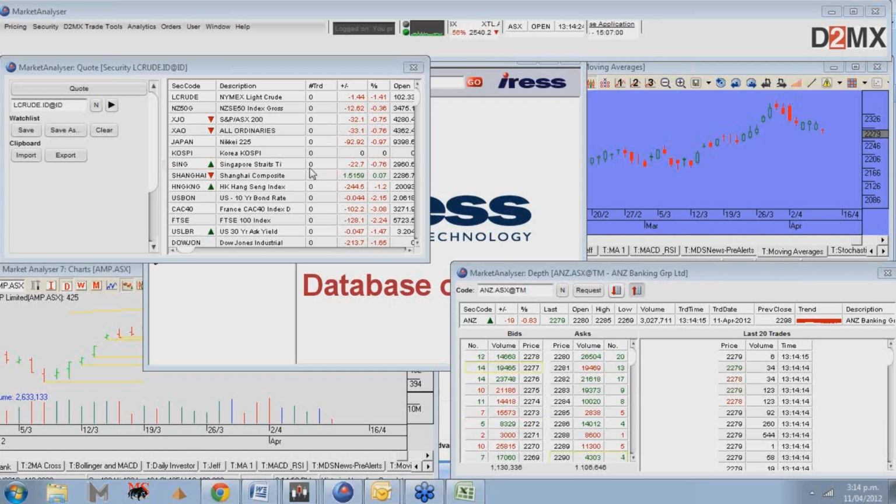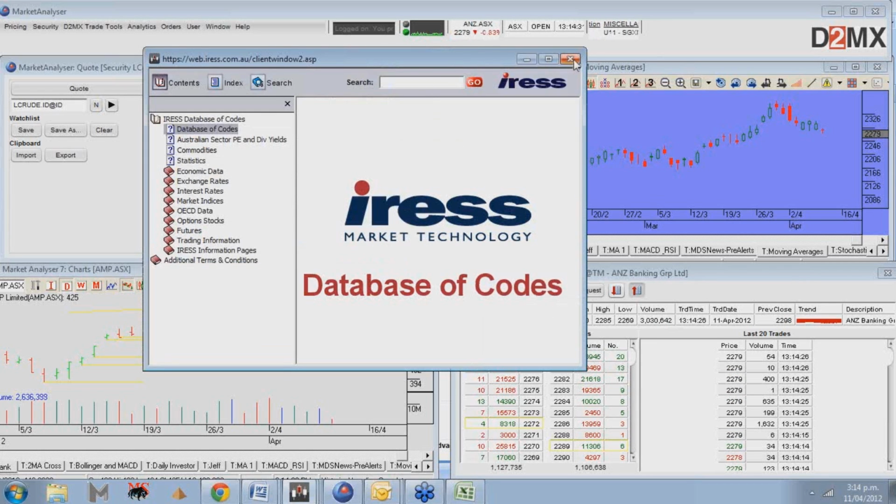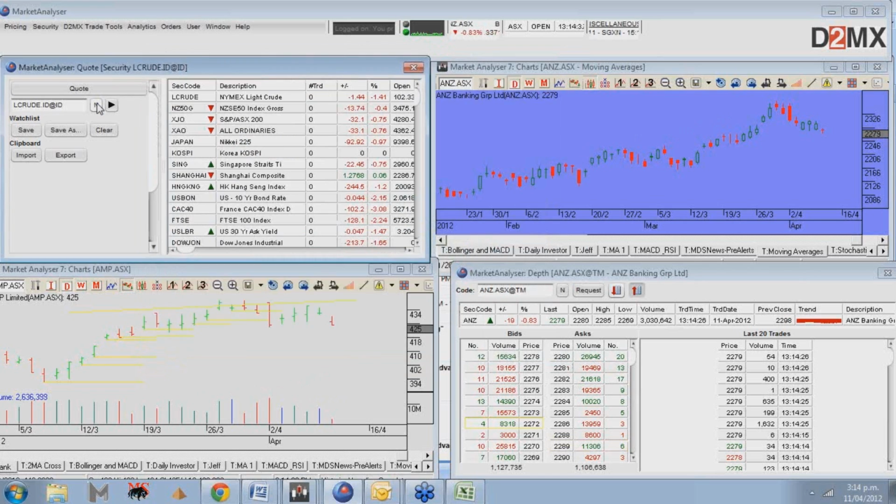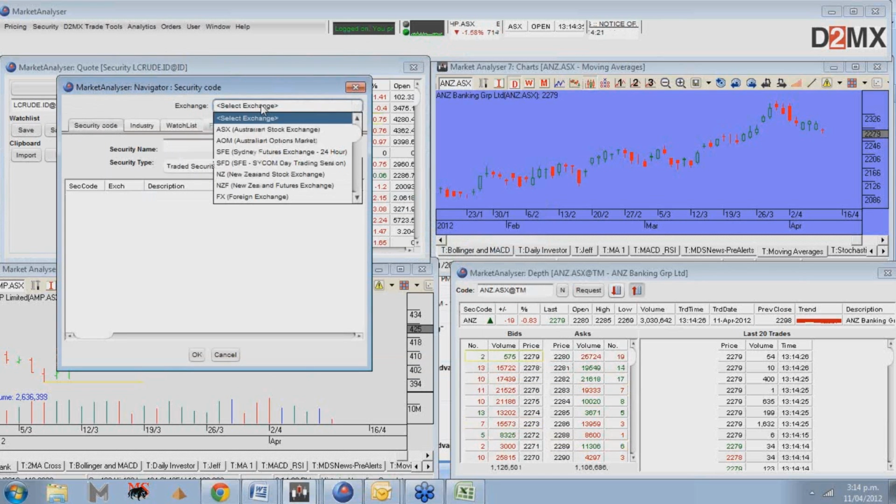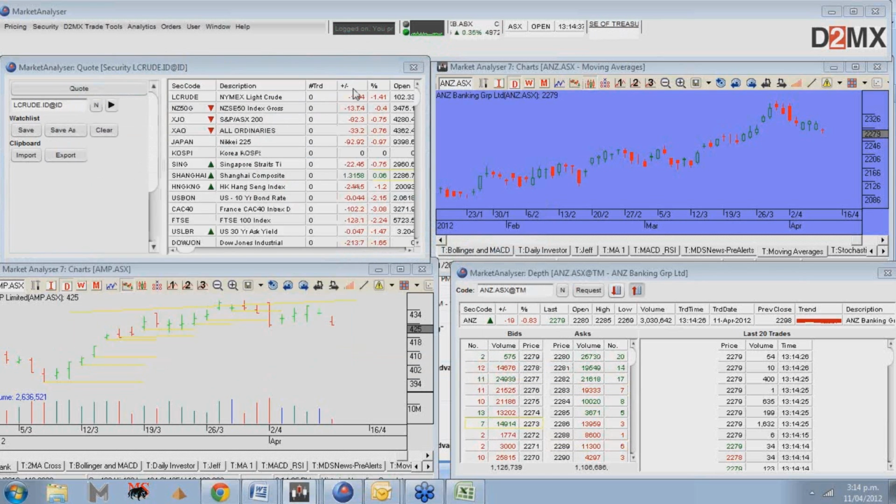So Tess, that's how you get them there. Some of them are already in your international watch list. Others you can look up using the database of codes or the navigator. You can go for a search for different things through there as well. So that's another way to find those.